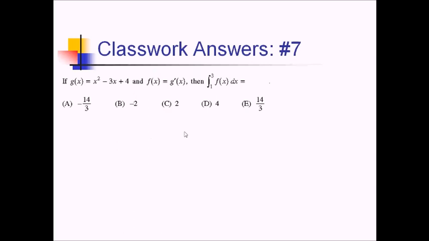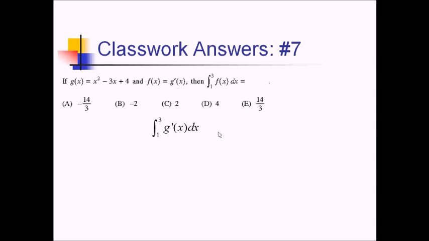This problem is a good example of so easy it's hard. So for this one, they're giving us a g function, that's this quadratic polynomial. They're telling us that f of x and g prime of x are the same thing, and then they want the integral from 1 to 3 of f of x. Well, I'm going to go ahead and replace f of x with g prime of x, because I know a lot more about g than I do about f. So now I need to take the antiderivative of g prime. Well, that's just going to be g.